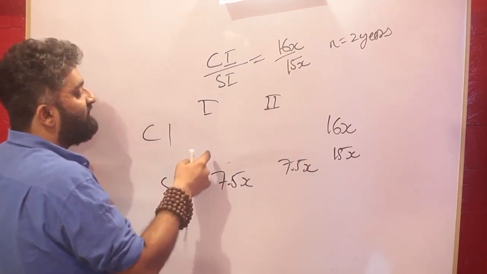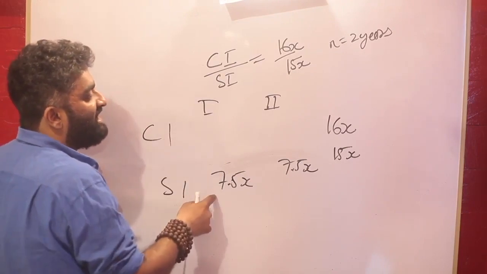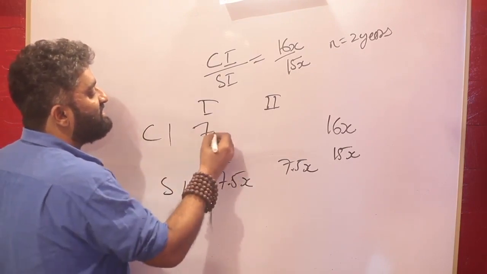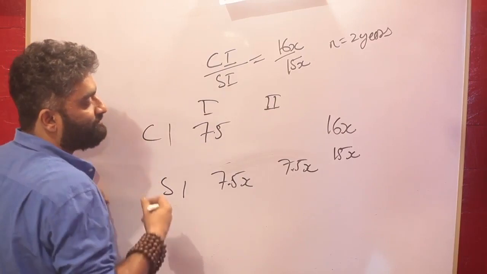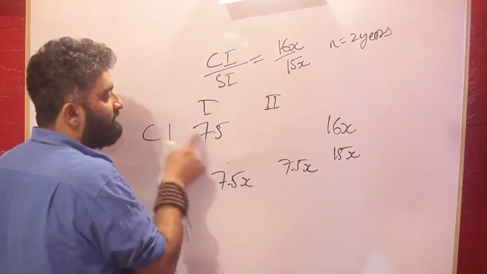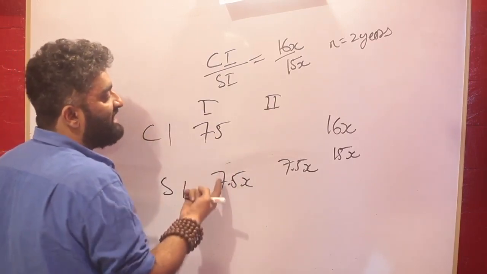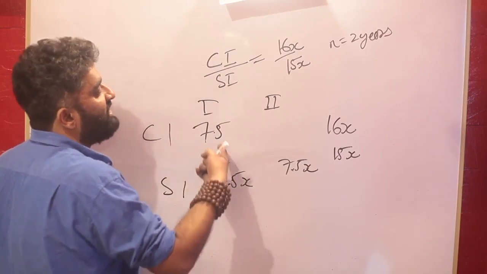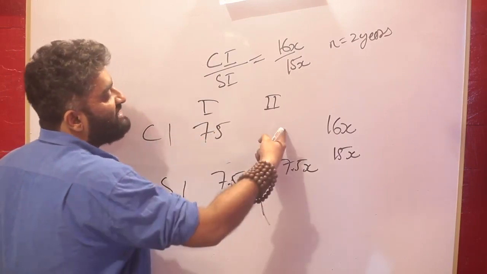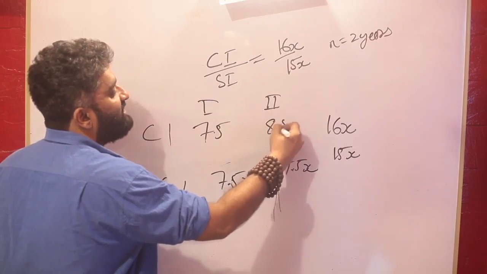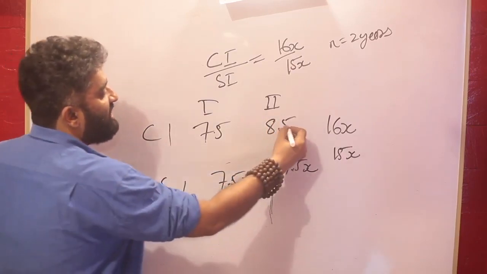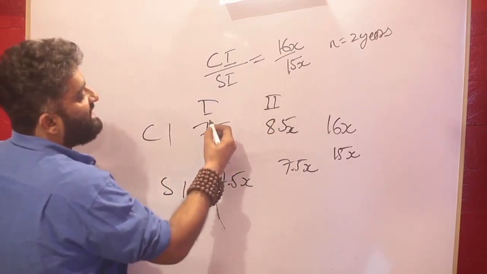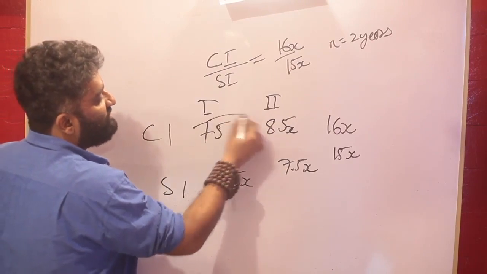Now, work backward. I know SI and CI are the same in the first year. So this is 7.5, right? Because there is no difference between SI and CI in one time period, right? And if this is 7.5, that means the next year is going to be 8.5 to make it 16, 8.5x, right? So then I can figure out what is the rate of interest.